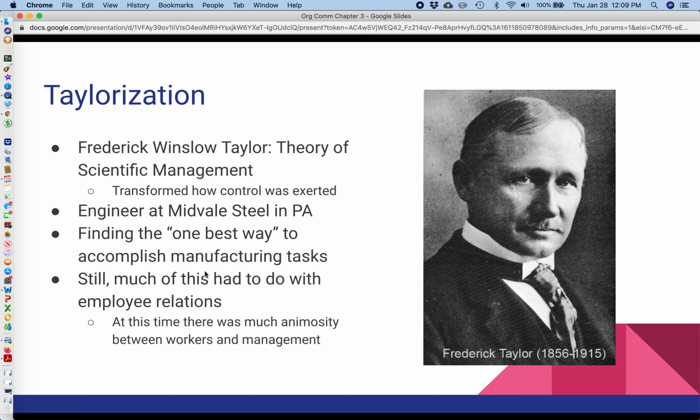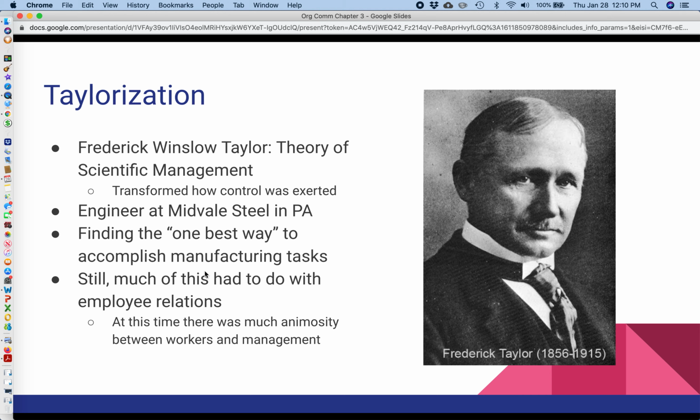And what he was interested in as an engineer was finding the one best way to accomplish manufacturing tasks. So, for example, if you were going to Taylorize wagon wheel making, then Taylor would have been interested in what's the one best way to put that spoke in the wheel that will result in the highest level of productivity, right? What's the best way to do this so it cuts down on the amount of time and makes the most wheels, right? And so that's what he was interested in. That's what the Taylorization of labor is all about. Is the division of labor and figuring out the best way to do it. And he wanted to use scientific methods to figure out this best way.